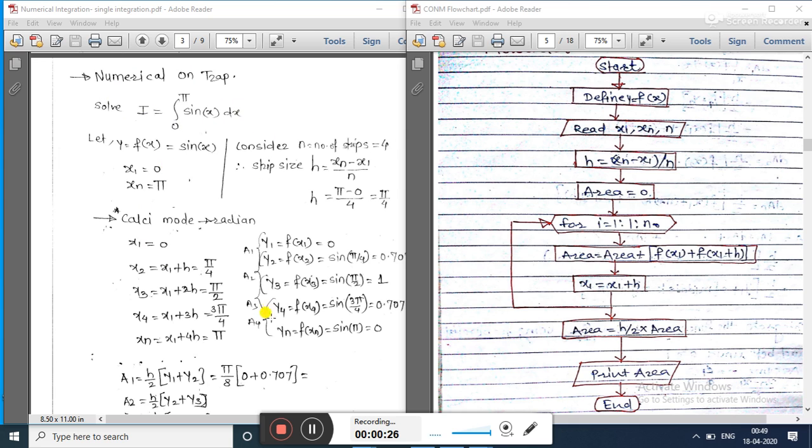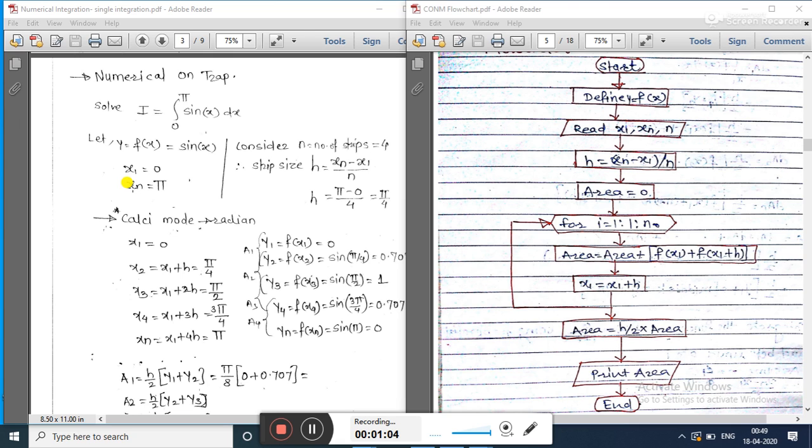So I am going to explain with the example which was previously explained. Just go with the algorithm of that. So I is equal to the integration from 0 to pi of sin x dx. So here sin x is nothing but the function. So y is equal to f of x, that is a function. We have to define that function. Then we have the initial limit x1 and the final limit xn. So these are known values, so these are inputs. So we have to read the inputs x1, xn.